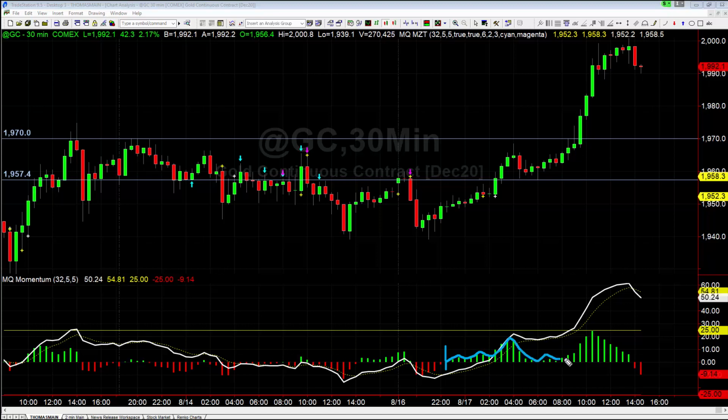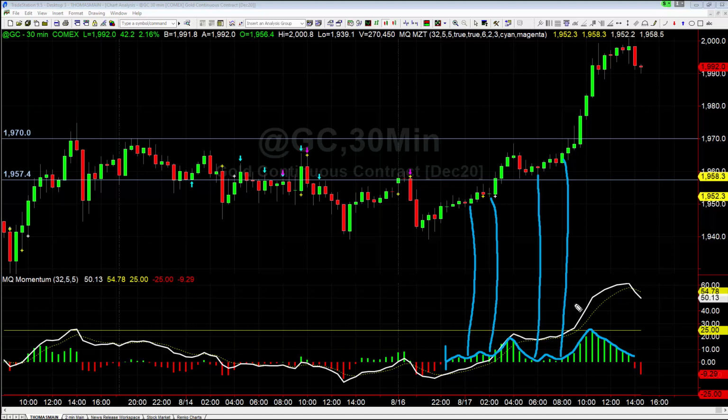So every time we have one of these little waves there on the height of the histograms, that's a bullish inflection. So you had a bullish inflection here, one here, one here, and one here. Typically, an inflection will lead to a period of price acceleration, just like we had there, here, and then here.